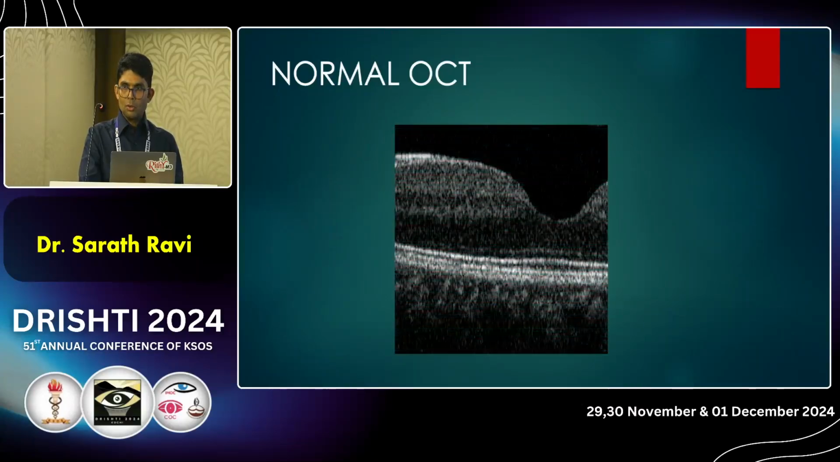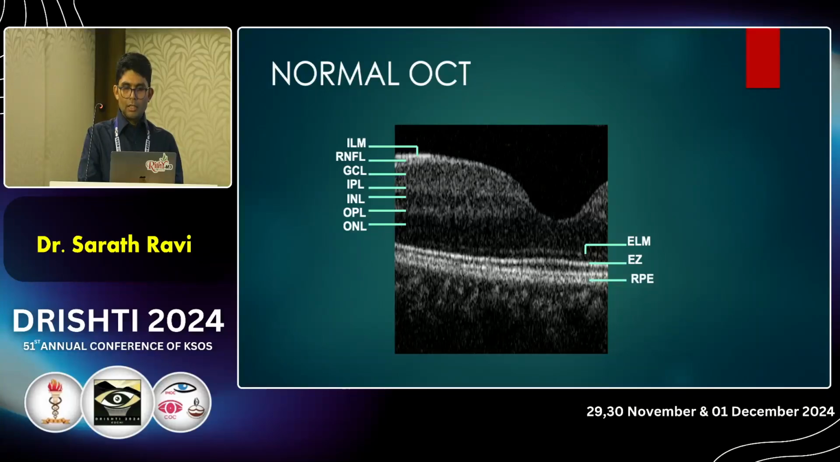A normal OCT helps in visualizing all the layers of the retina, while the internal limiting membrane, the RNFL and the RPE appear high reflective. The plexiform layers and the external limiting membrane appear moderately reflective, and nuclear layers are low reflective.